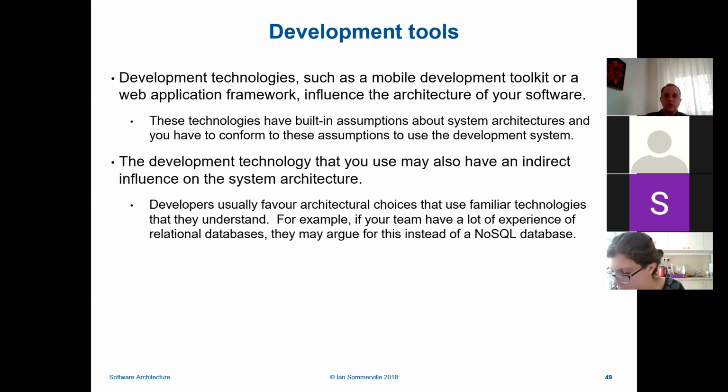Okay, the development technology that you use may also have an indirect influence on the system architecture. Developers usually favor architectural choices that use familiar technologies they understand. For example, if your team has a lot of experience with a relational database, they may argue for this instead. Maybe people say, I don't want to learn Mongo. I don't want to use a NoSQL database. So that's, on the one hand, what are they afraid of? On the other hand, it may cause you to waste a lot of time trying to learn a new system, depending on your team's skills. A good team should be able to learn a new thing, but it still may affect the choice that you make.